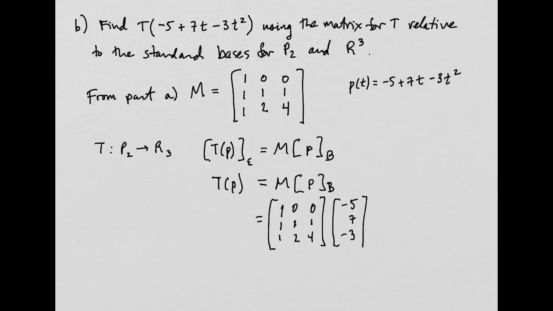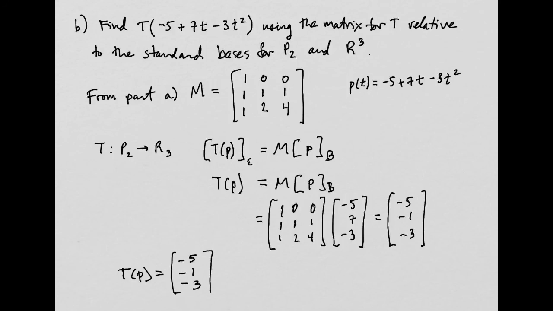And then you can do this matrix multiplication either by hand or on a calculator, whatever. I'll skip that multiplication step. You'll get minus 5, minus 1, minus 3. So we can just say T of p is minus 5, minus 1, minus 3. And it's just a coincidence that these two values are the same as these two values. It's just because of how the arithmetic works out here. So here's our final answer, and we're done.